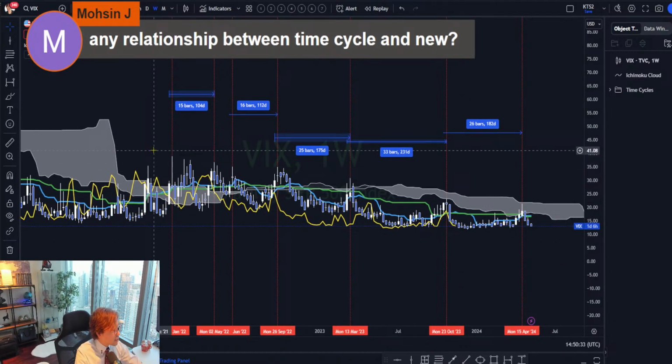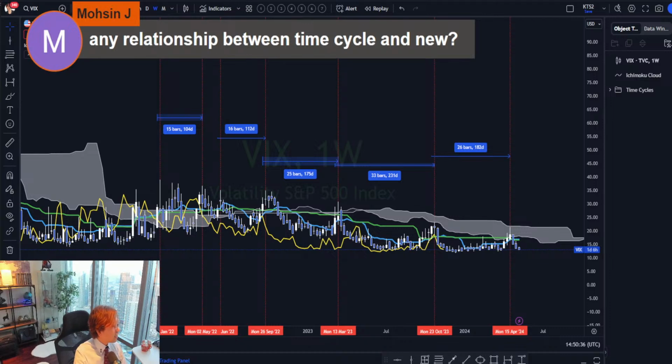But so this is again VIX on the weekly chart, and you see this volatility whenever the volatility increases. This is also in time cycle and Kihon-sui. Before it was 16 in between, right? 16 is close to 17 Kihon-sui, and between 26 September 2022 and 13th of March 2023, it was also 25, which was close to 26 Kihon-sui. And between the 13th of March 2023 until the 23rd of October 2023, it was 33, which was also Kihon-sui.